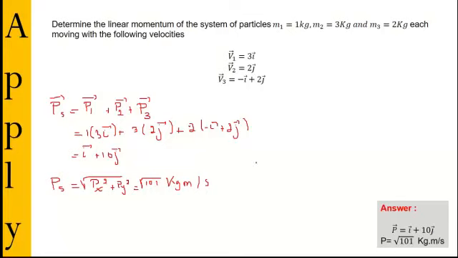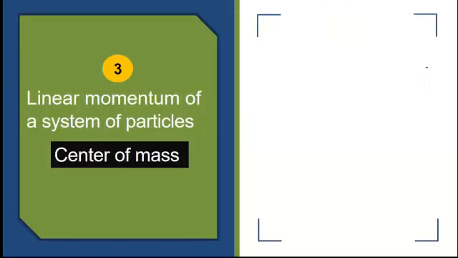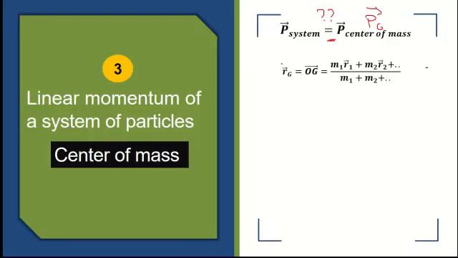Now, what about if we want to find the linear momentum of the center of mass of a system of particles? So in this case, we will see that the P of the system is equal to P of the center of mass. This is what we call PG, the center of mass. How can we verify this? By using the position vector of the center of mass, which is equal to M1 R1 plus M2 R2, and so on. This is the position vector.